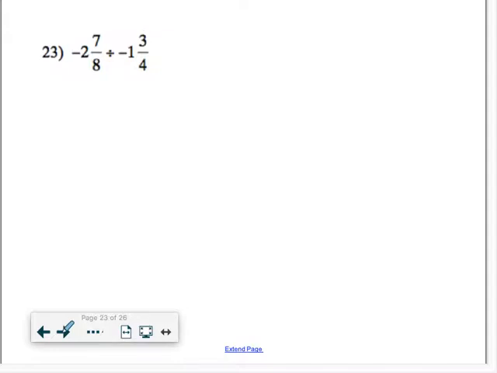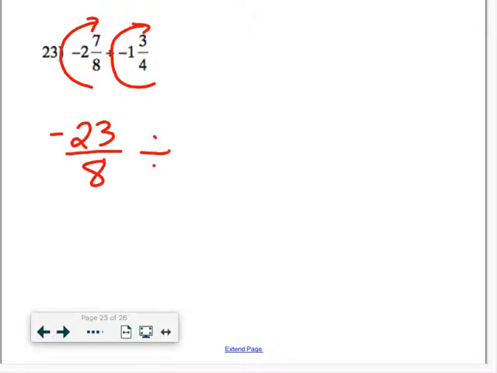All right, mixed fractions. Just like with multiplication, you have to change these for division, otherwise it doesn't work. 8 times 2, 16, plus 7, 23. So -23 over 8 divided by 4 times 1 is 4, plus 3, 7. Oopsies, that's not 3, that's 4. I have to do it again. And it is negative, that goes up top.